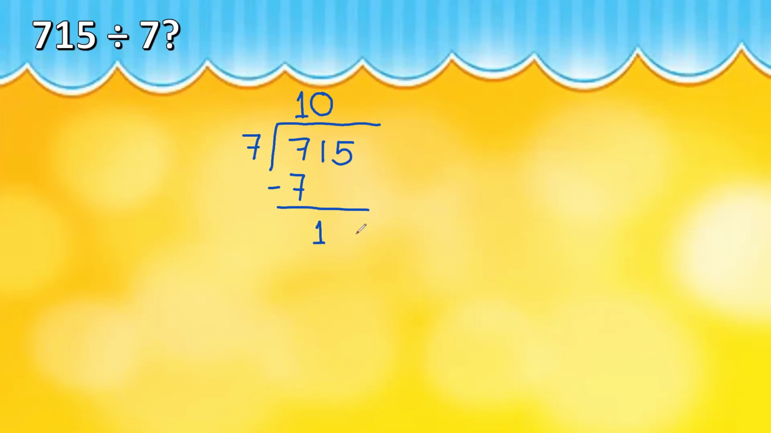We can skip the process of dividing and directly bring down 5, but you should not forget to write 0 here. And then continue dividing. 15 divided by 7 is equal to 2. 2 times 7 will be 14. Then subtract. 15 minus 14 is 1. So the answer here is 102, remainder 1.